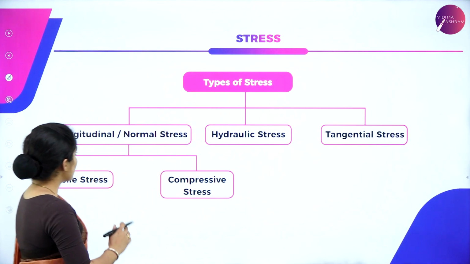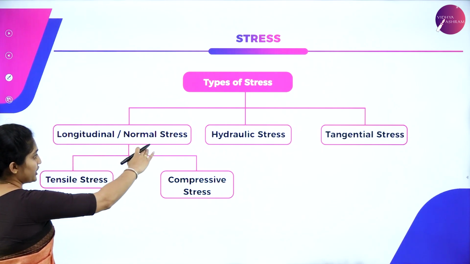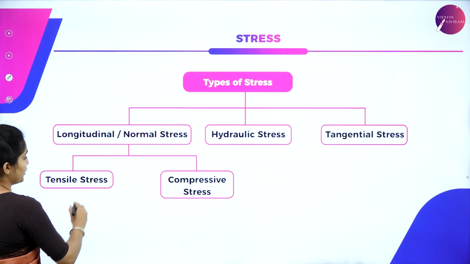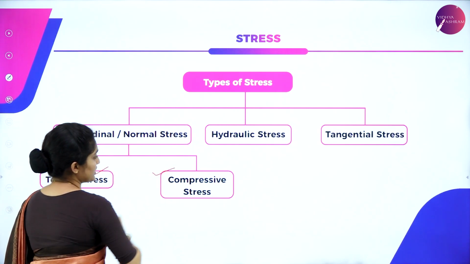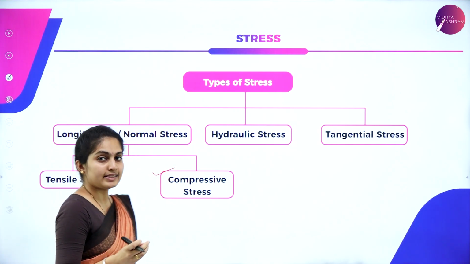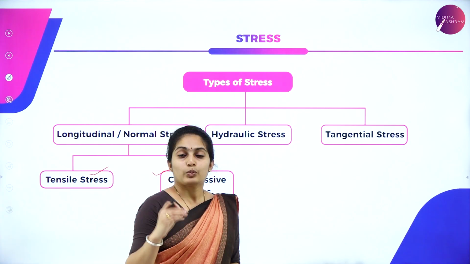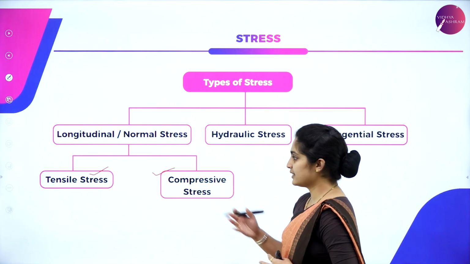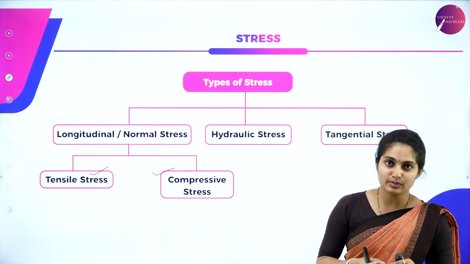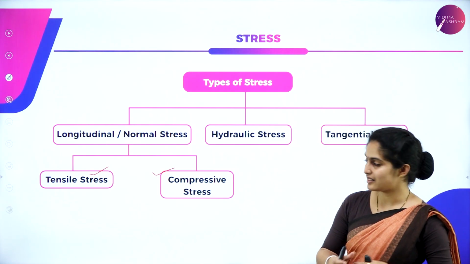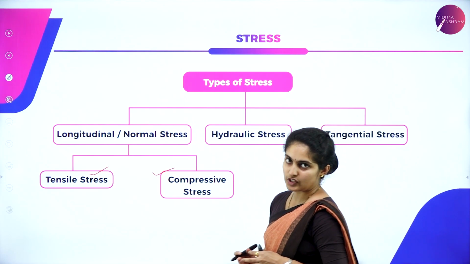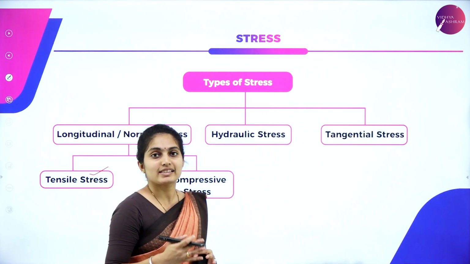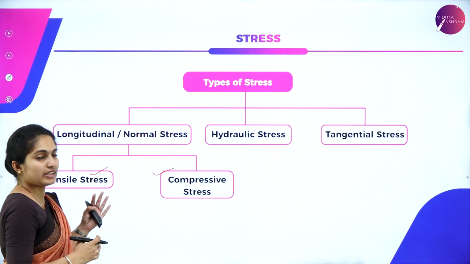Okay, so out of this normal stress or longitudinal stress, it is being divided into tensile stress as well as compressive stress. So what is this? When a stress is produced and the length of the body increases, that is called tensile stress. When a stress is produced and the length of the body decreases, such a stress is called compressive stress. So let us define all of these stresses.